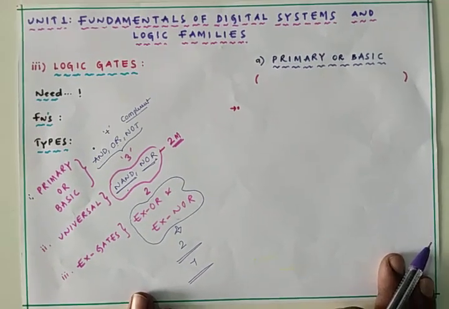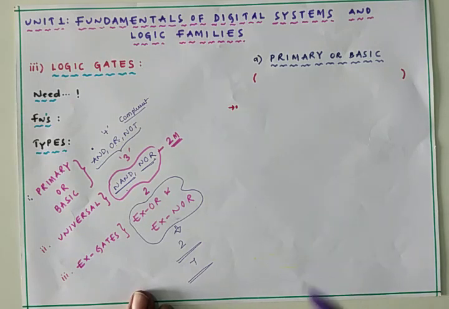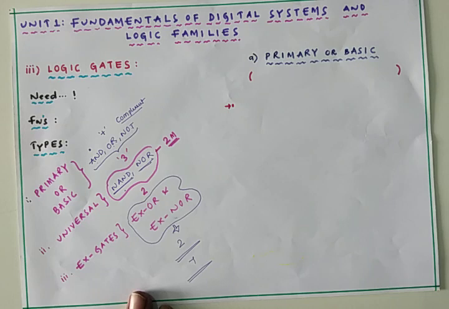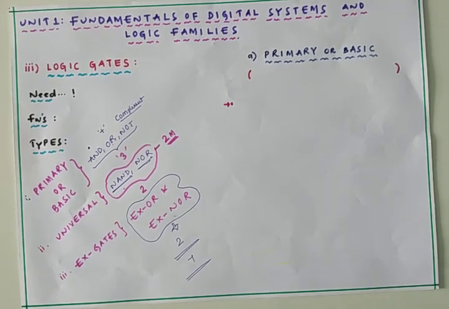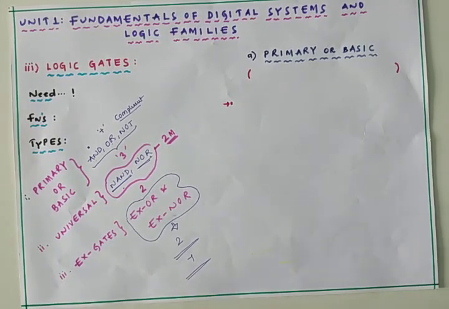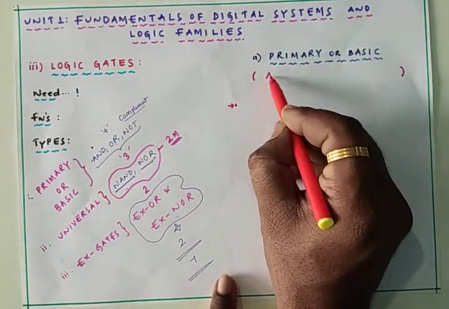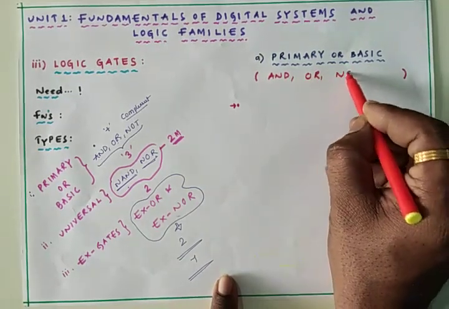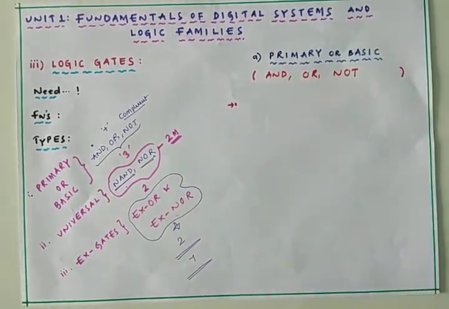If you take any digital system in the world, it is composed of these 7 logic gates only. All these 7 logic gates are used for specific logical operations. Here, I am going to talk about the primary or basic gates. There are 3 primary gates. What are they? The first is the AND gate, the second is the OR gate, and the third is the NOT gate, also called an inverter gate.